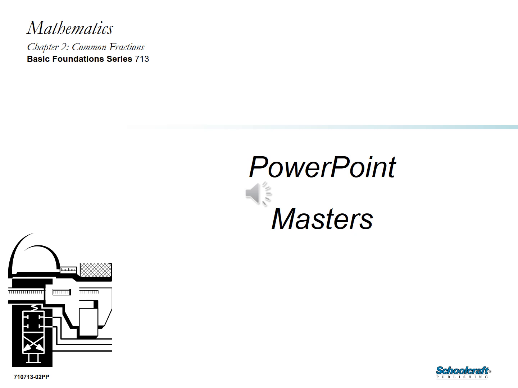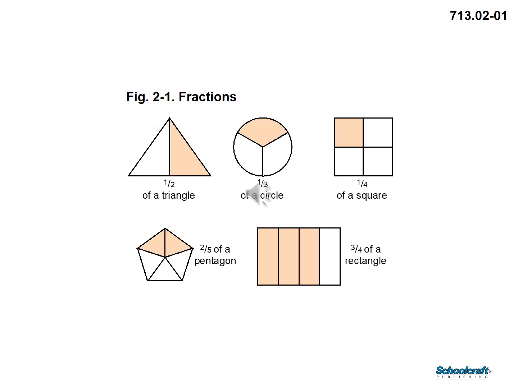Okay, let's talk a little bit about fractions and what they are and what you do with them. Now in this slide, what you see is different variations of fractions. So the first one, that triangle, 1/2. If you look at the shaded part, it's basically half the triangle, right? Then you got a circle, divided up into 3 pieces. A third is just one of those things shaded.